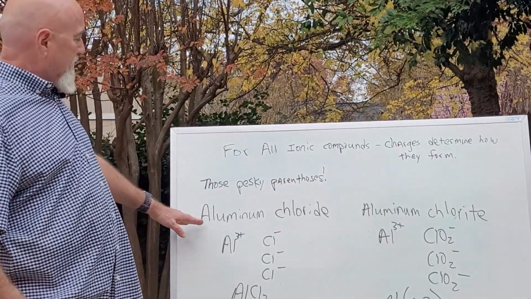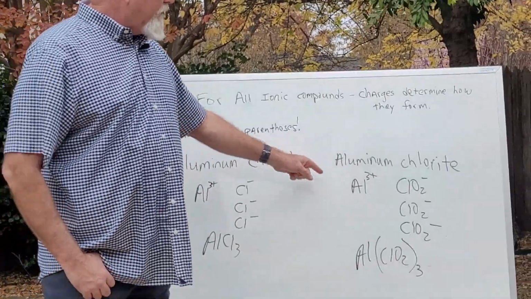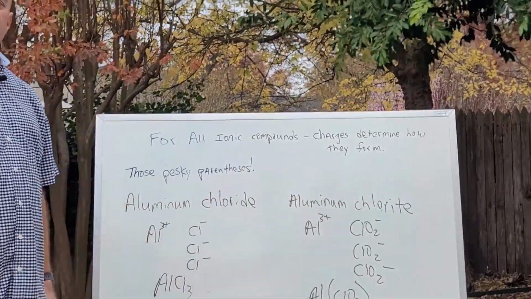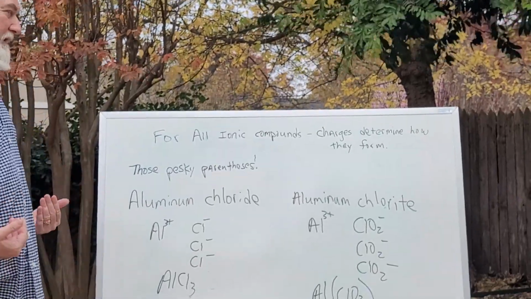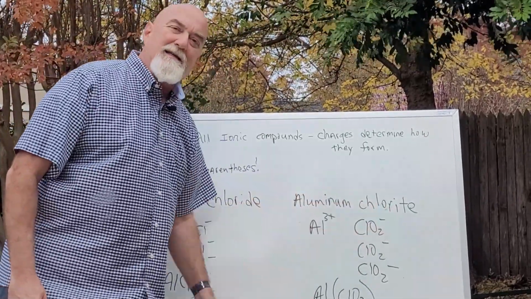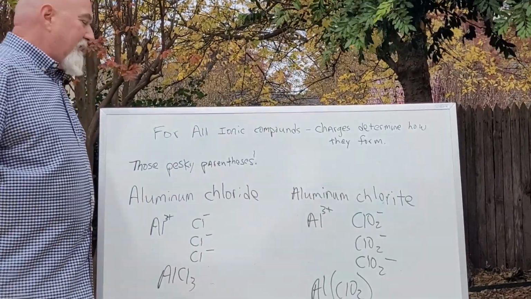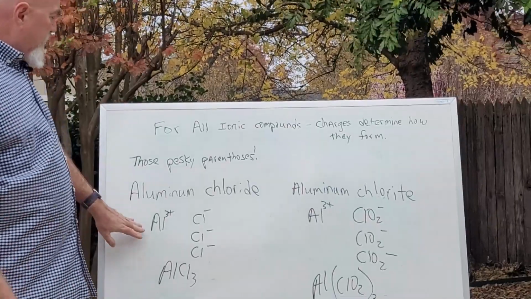But we're looking at aluminum chloride and aluminum chlorite. Notice the D and the T are the only things that are different. And remember, when we're dealing with polyatomics, if it ends in ITE or ATE, it's going to be there, okay? So let's look at how we form the compounds. Most of y'all are great with this.